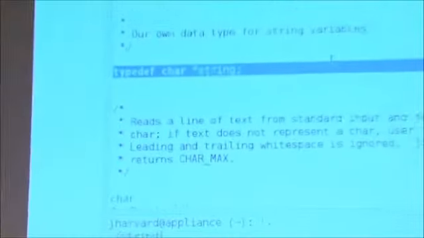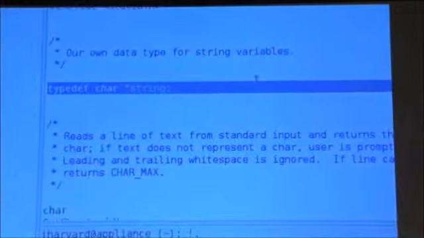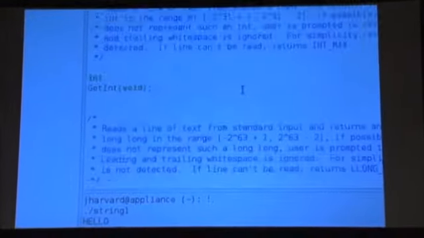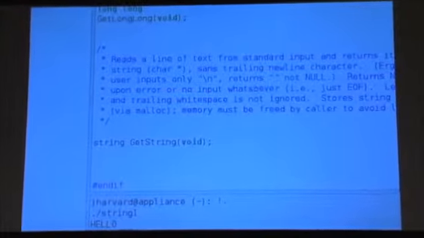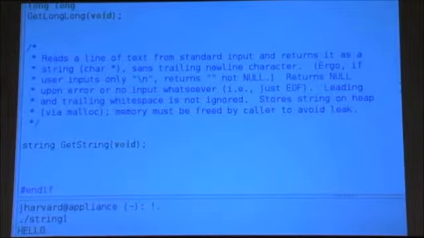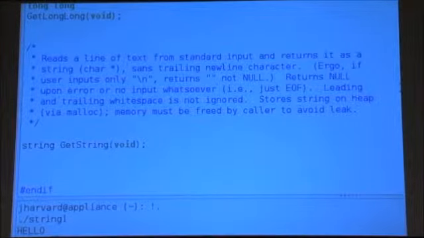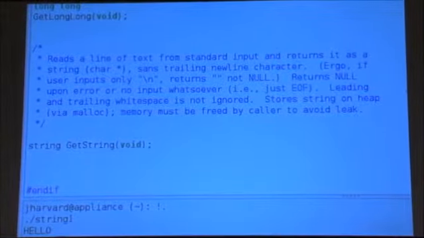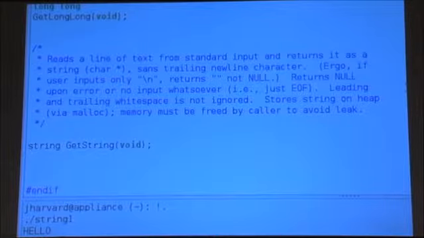One line is what makes possible the data type we have been calling string all of this time. But let me scroll down as another teaser to come with regard to pointers. If I scroll down to the documentation here for getString, notice that it says this. It reads a line of text from standard input, that just means keyboard, and returns it as a string, otherwise known as char star, sans trailing new line character.